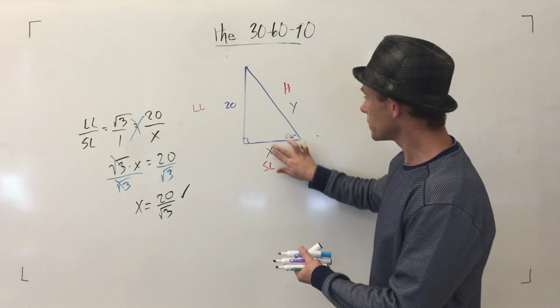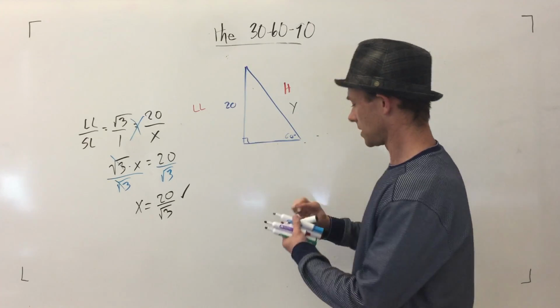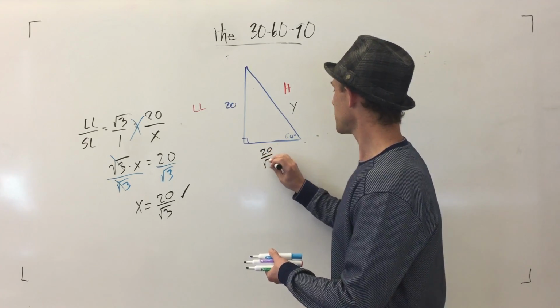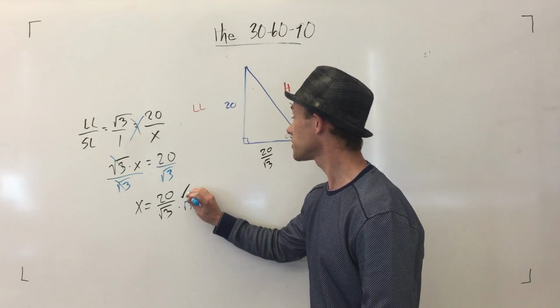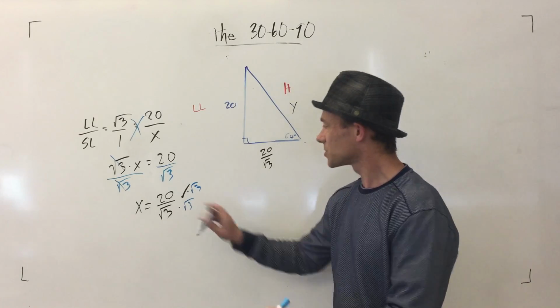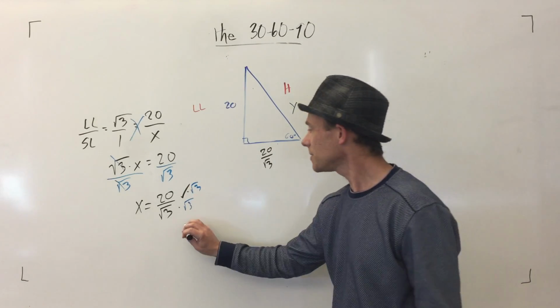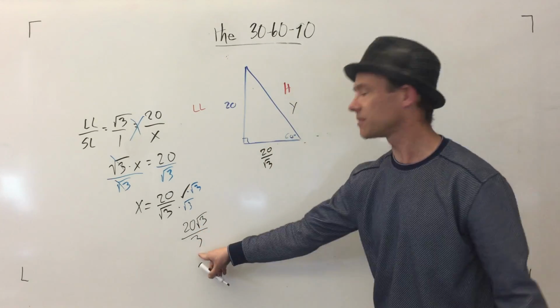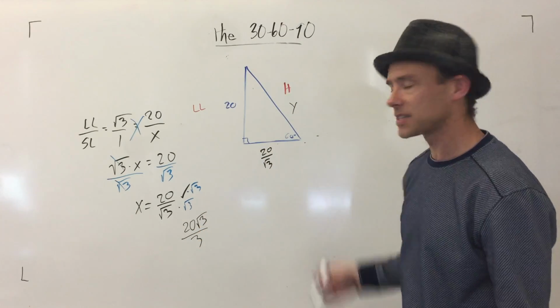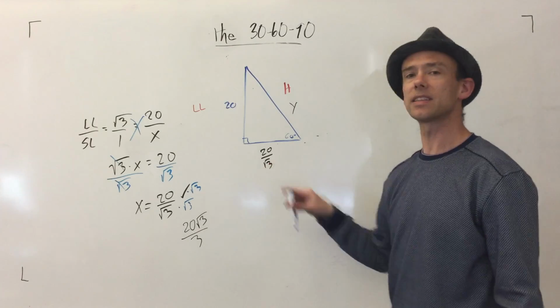So this is 20 over root 3 now. So I'll go over here and write 20 over root 3. You might need to rationalize this, which means you don't want the radical in the denominator. So you multiply top and bottom by root 3. That gives you 20 root 3 over 3. And that's not very fun. That didn't cancel nice and pretty like the last one. So I'm just going to leave it like this.